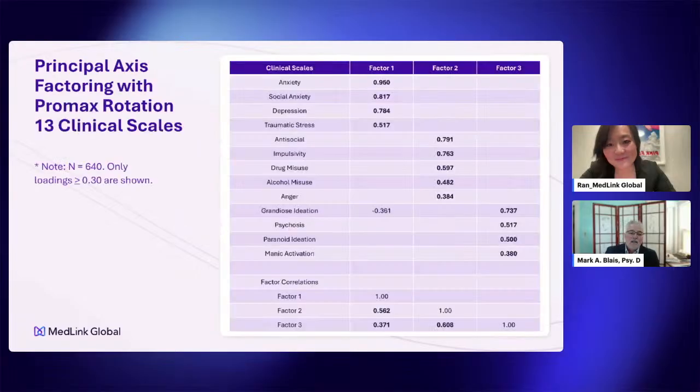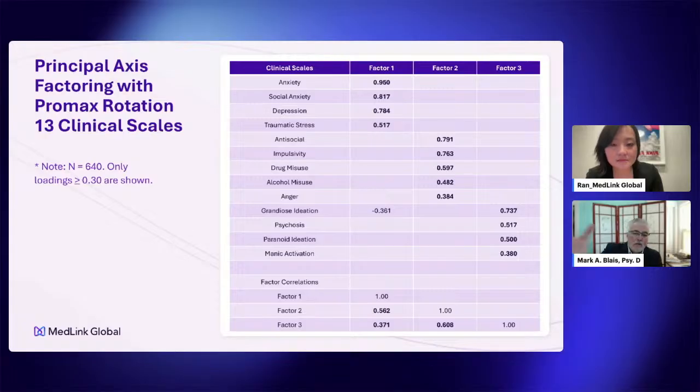So, and this is it. This is the outcome of them. So it's a principal factor analysis with Promax rotation. That allows the factors to be intercorrelated. The sample is 640, and only loadings equal to or greater than 0.30 are shown.